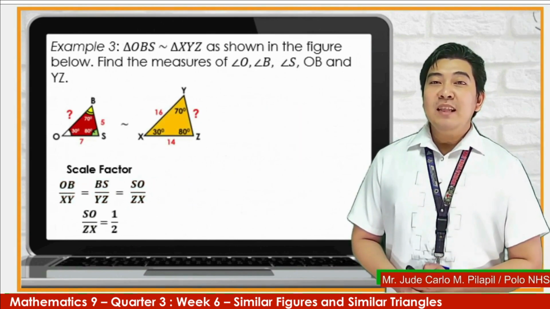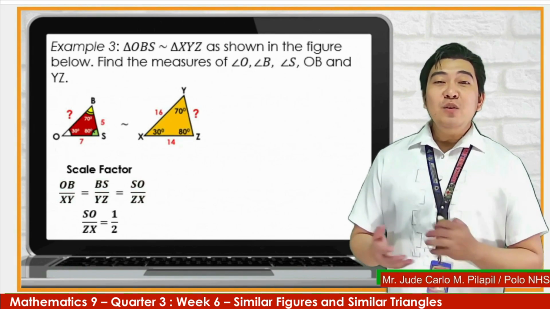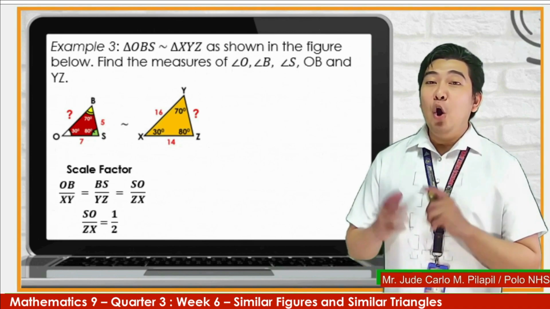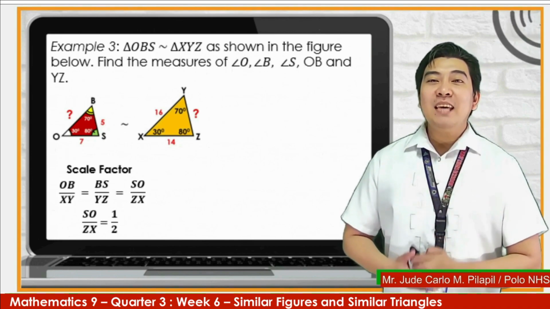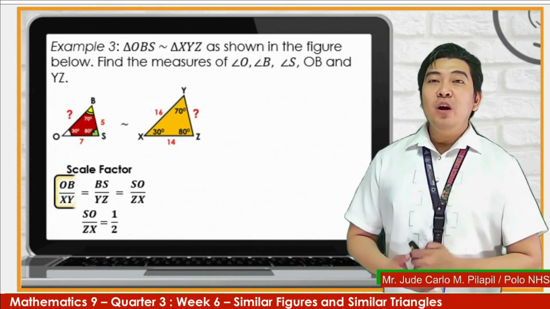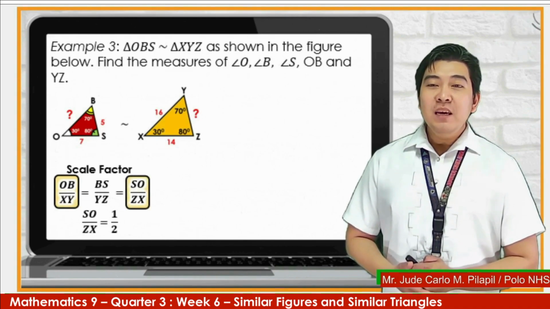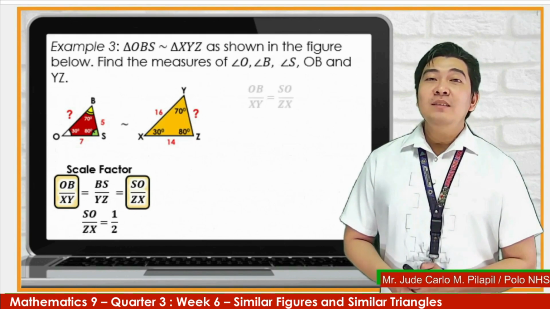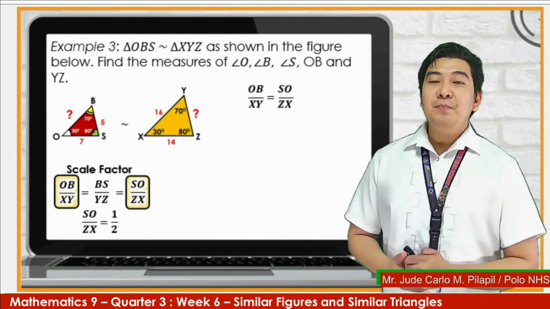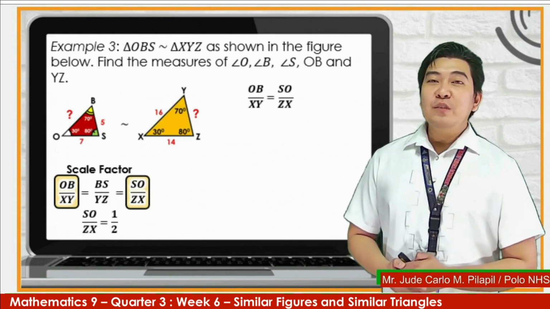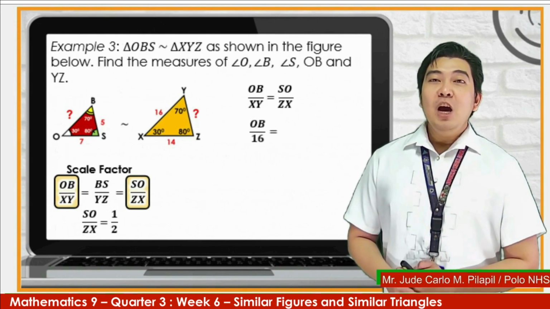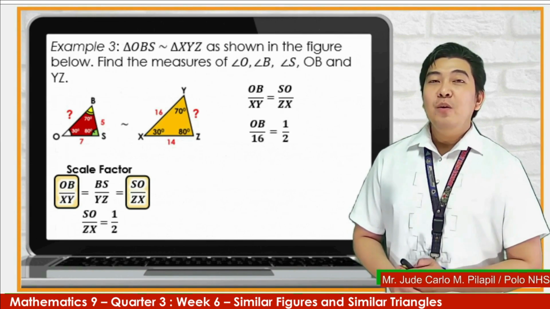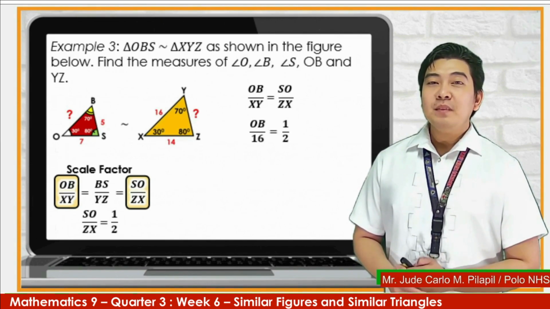Let us find the length of OP. We need to form a proportion using the ratio that has the side OP in it and the scale factor. So therefore, we will be using OP over XY and SO over ZX. Let us equate them. Substituting the values of the lengths, we will obtain OP over 16 is equal to 1/2, which is our scale factor.